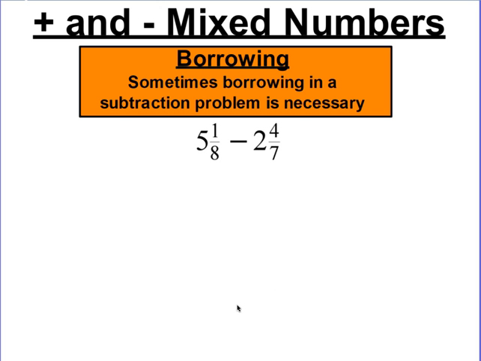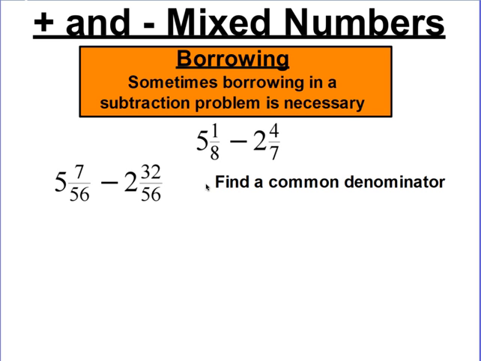Okay? So that's that. Now we're going to talk about one other thing, borrowing. Borrowing is kind of like regrouping, but you have to do it before you start adding or subtracting the problem. So what you'll see here is when we find a common denominator, something's going to look funny with the problem. So let's find our common denominator. For 8 and 7, the least common denominator is 56. 8 times 7. There's nothing smaller that you can use, so let's use that. So our common denominator is 56. I adjusted my numerators. 8 times 7 is 56. So 1 times 7 is 7. 7 times 8 is 56. So 4 times 8 is 32.